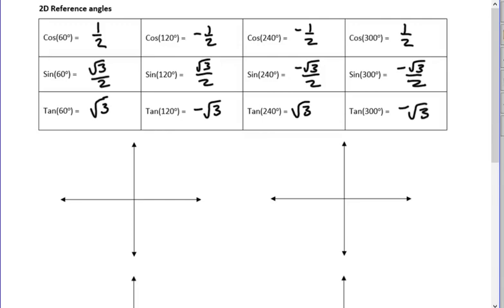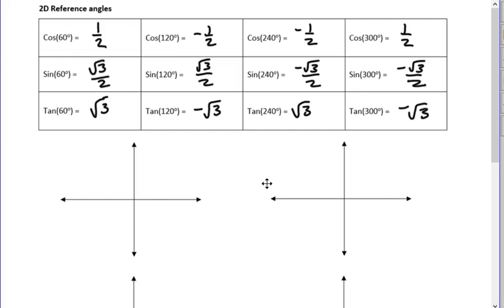If you enter all of these trig functions into your calculator, you will get these numbers. Cosine of 60 is 1/2, cosine of 120 is -1/2, and so forth. So if you look at this pattern of numbers, what do you notice?